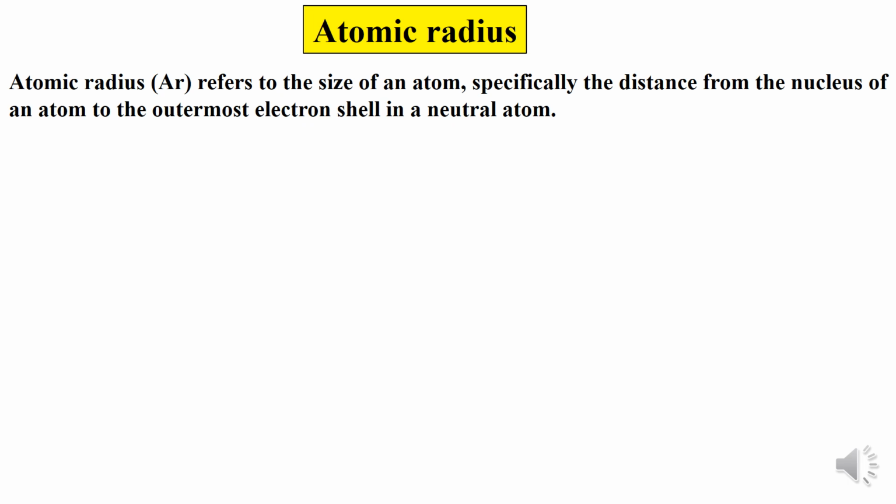What is atomic radius? Atomic radius refers to the size of an atom, specifically the distance from the nucleus of an atom to the outermost electronic shell in a neutral atom. It is difficult to determine the radius of a neutral atom as the electrons are orbiting around the nucleus. That is to say, they are in a state of constant motion. It is difficult to predict or locate the exact position of the electron in their electronic shells.